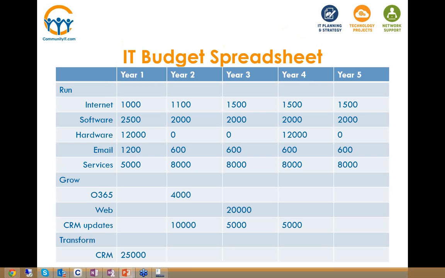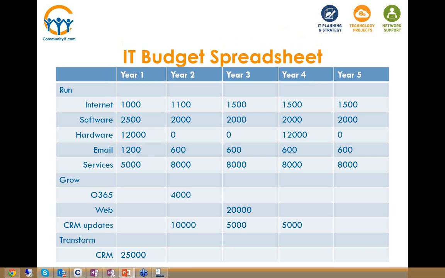They don't have to spend any money on that hardware in years 2 and 3. But in year 4, it's going to be time to replace those laptops. So there's another $12,000. Same thing with email. Maybe you have that on premise, and maybe that costs you $1,200 a year for various support and software licensing.